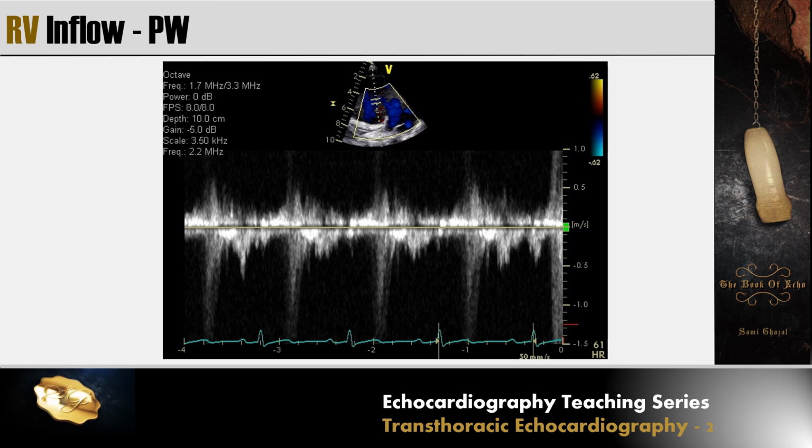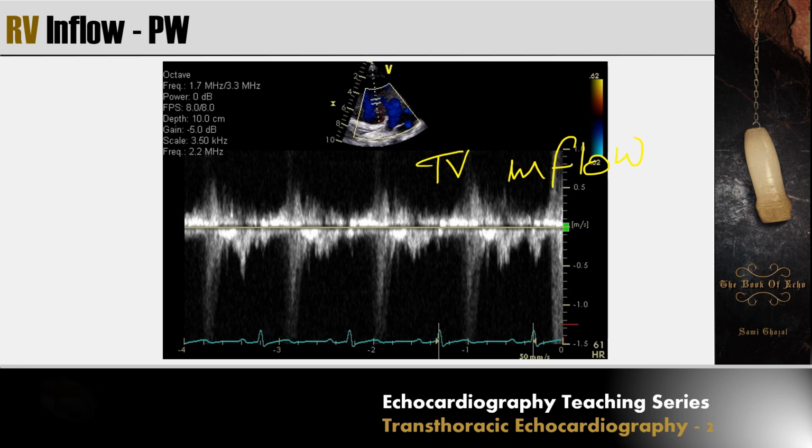This is not mandatory, but it is nice also to put a sample volume just above the tricuspid valve to check tricuspid valve inflow. This is used for diastolic evaluation, or evaluation of diastolic function of the right ventricle.